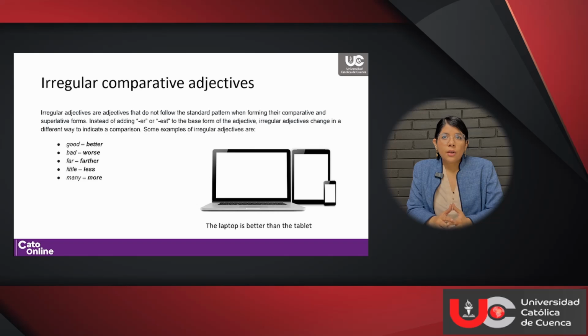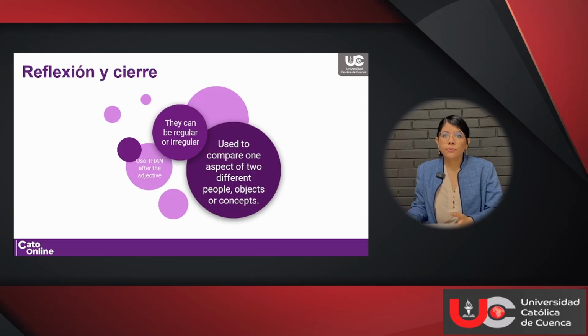Finally, talking about irregular comparative adjectives, we can see that they do not follow the standard pattern when forming their comparative and superlative forms. So instead of adding er or est to the adjective, we're going to change it completely in a different way that indicates comparison. As we mentioned before, we have good, better, bad, worse, far, farther, little, less, and many, more.